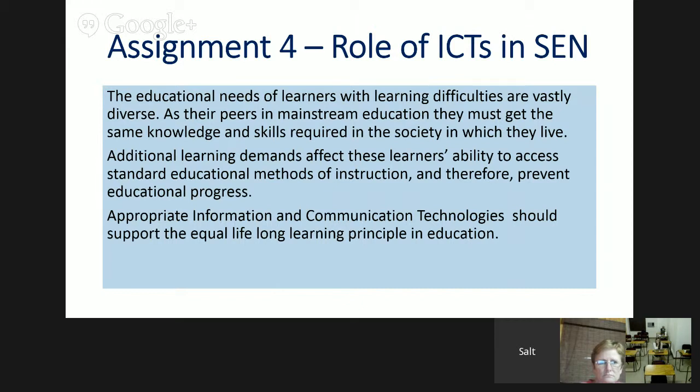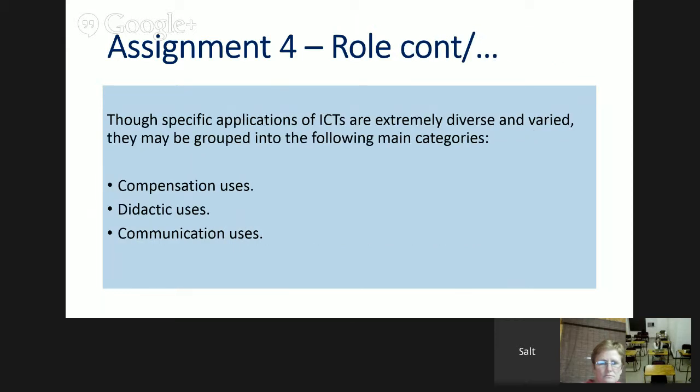Also remember that these technologies should support lifelong learning, and as a rule of thumb, it should be something that the child could also take home with them or have at home that they can access, so there is synergy between home and school. Then furthermore, we're looking at the main categories of use of applications, and we have 3 categories there. One is used for compensation, one for didactical purposes, and the other one for communication, and just a little bit more detail for each.